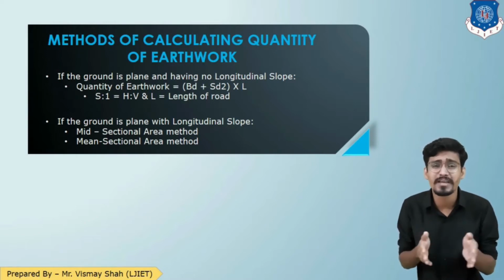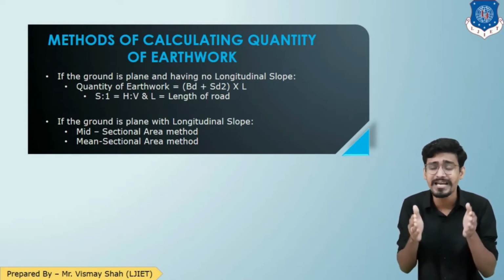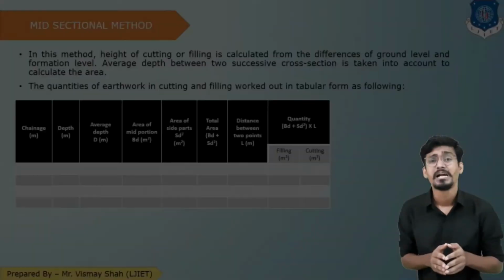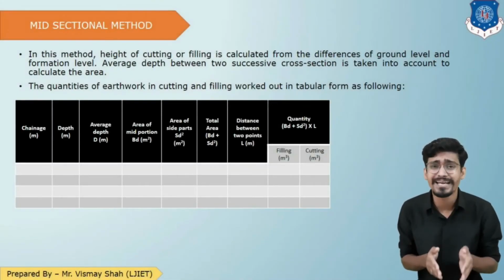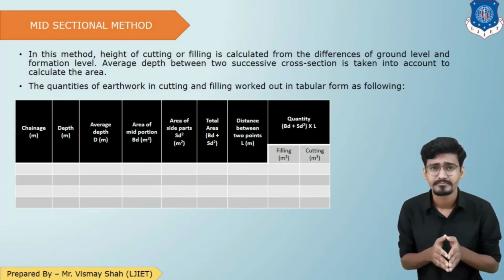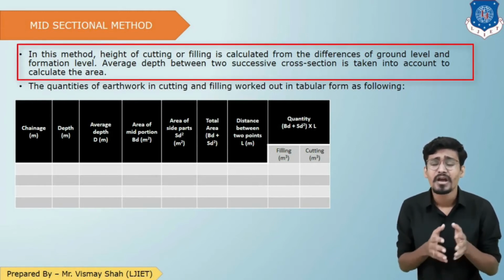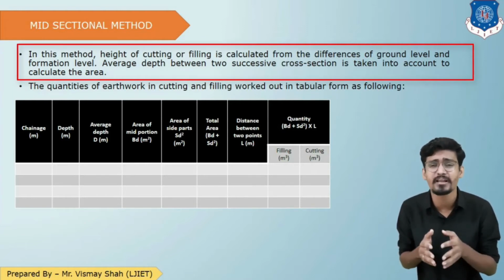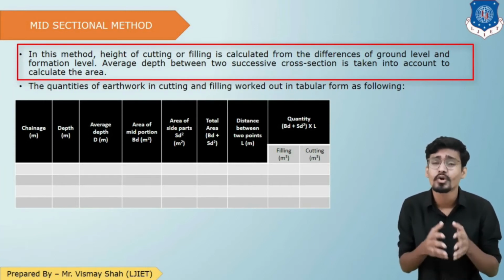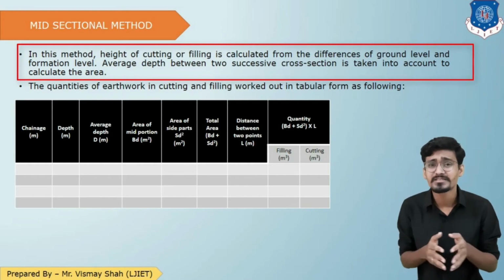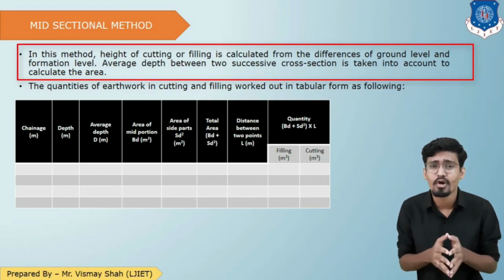Let us discuss these two methods one by one in detail. So, the first method which we are going to learn is the mid-sectional method. In this method, height of cutting or filling is going to be calculated from the difference of the ground level and the formation level. Here, average depth between two successive cross sections is taken into account to calculate the area. Once you get the depth and you get the area, a tabular format is prepared to calculate the quantity of the cutting and the filling.